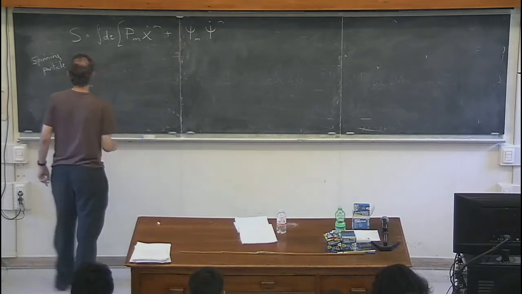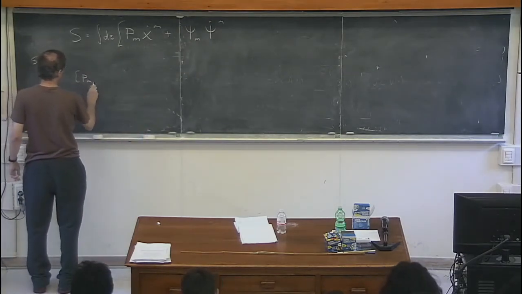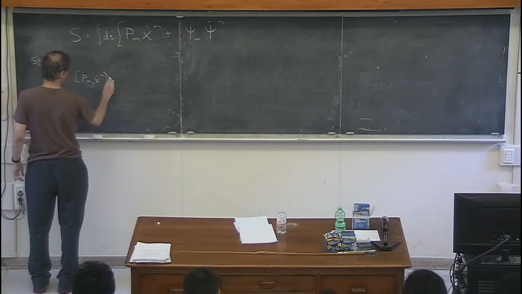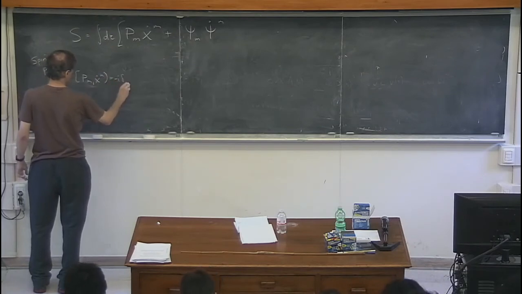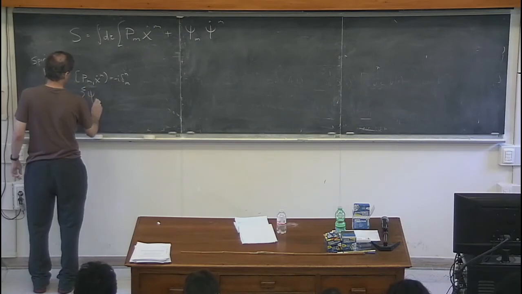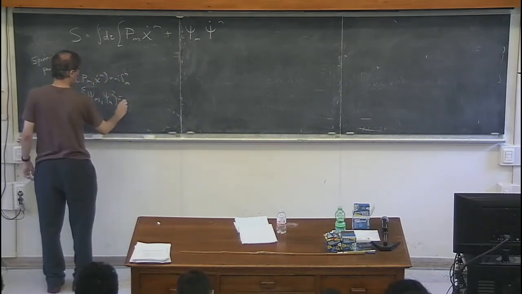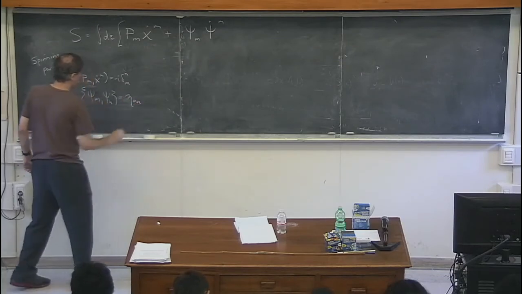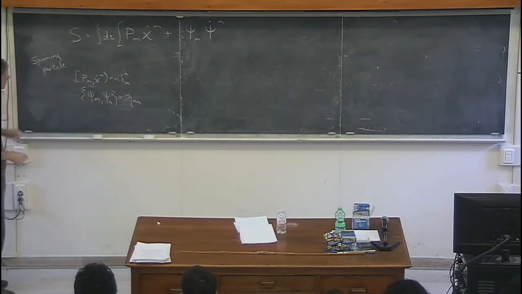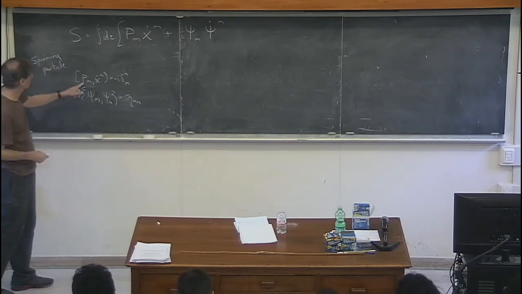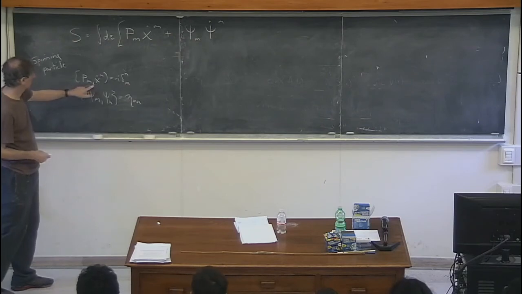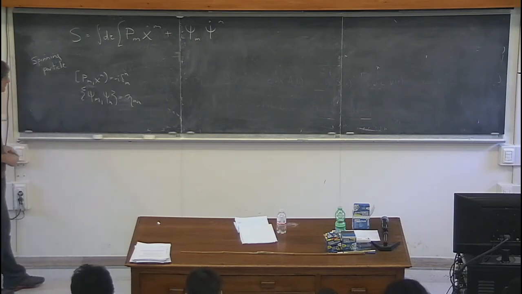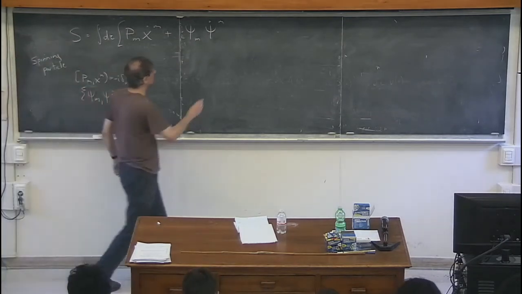Of course, we have P_m with x dot, which satisfy the canonical commutation relations of delta M N. And we're going to introduce an anti-commuting variable, with normally an i put here, which satisfies this type of relation.